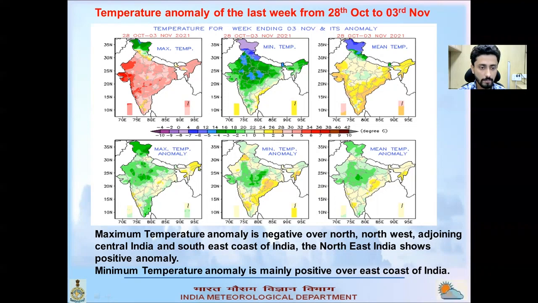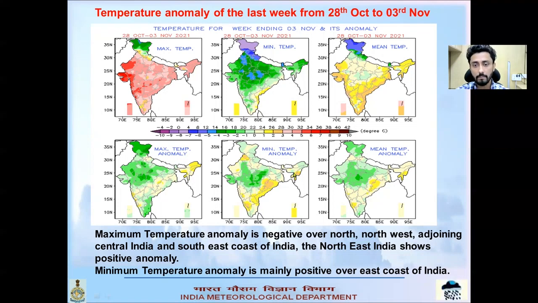And some of the places, like here, the Northeast India shows the positive temperature anomaly with respect to the max temperature. And if you look at the minimum temperature and its anomaly, you can clearly see the central part of India shows the negative temperature anomaly, and the regions like here, Odisha, Chhattisgarh, coastal Andhra Pradesh, partial parts of Tamil Nadu show the positive temperature anomaly with respect to the minimum temperature. And also over the Northeast India, like Manipur, Mizoram, partially Tripura also shows positive temperature anomaly.